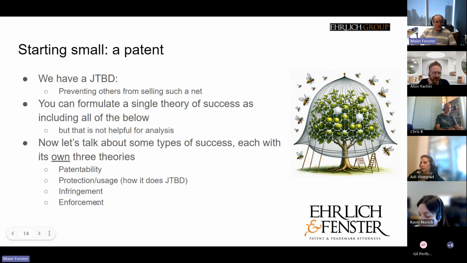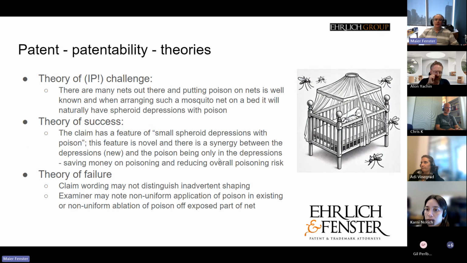And the last one is enforcement. So I'm only going to talk about the first two. So it's a theory of the IP challenge for getting the patent.